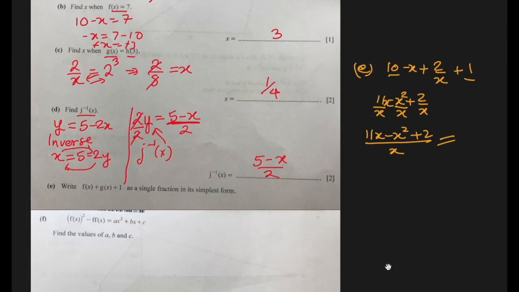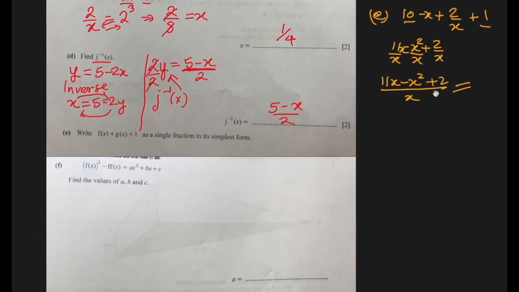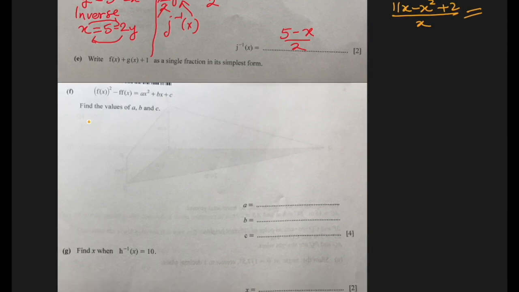f(x) whole square. Keep in mind, look at the position of the square. It is around the whole of f(x), so never think that it is x square inside. First of all, we will write f(x). Let's go back to our question. f(x) was 10 minus x. So it means (10 minus x) square minus f of f(x) minus f of f(x). This is what it means.